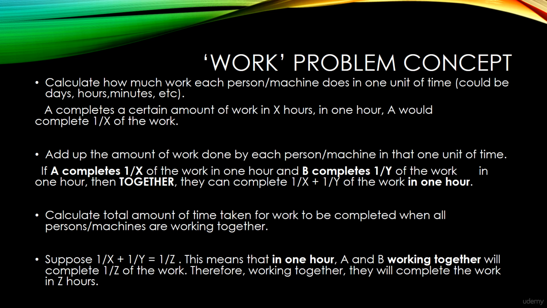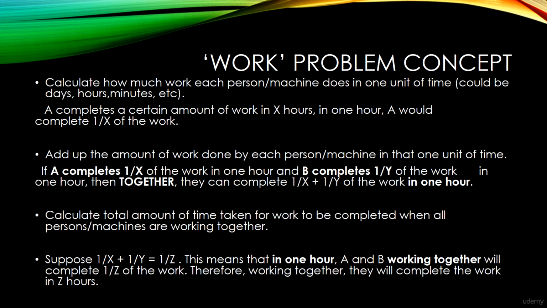It's simple. If we are given that A completes a certain amount of work in X hours, simply reciprocate the number of hours to get the per hour work. Thus, in 1 hour, A could complete 1 by X of the work.